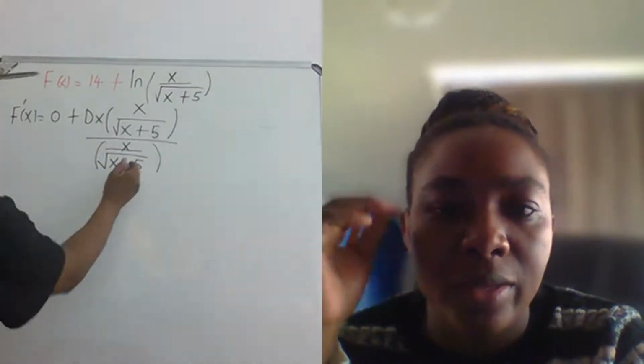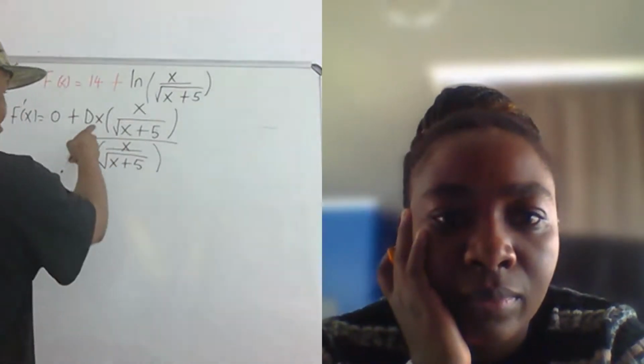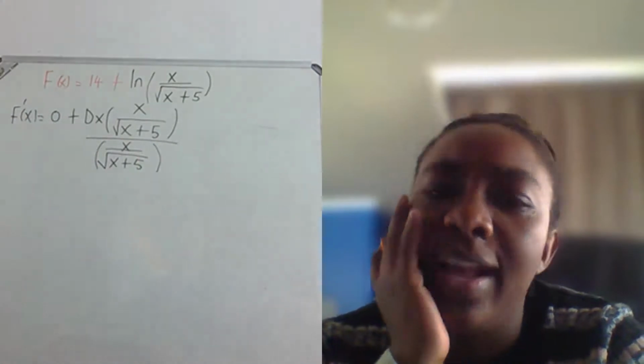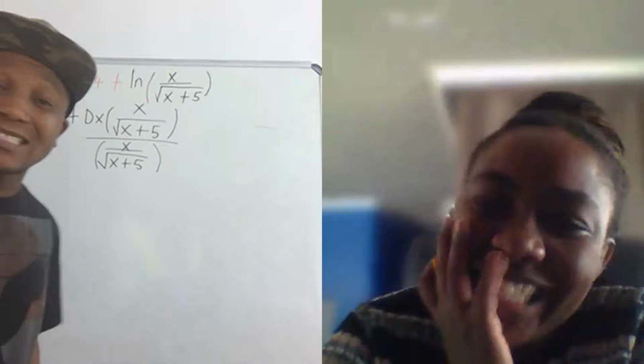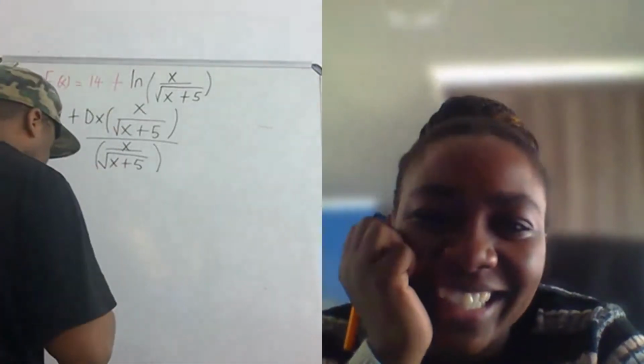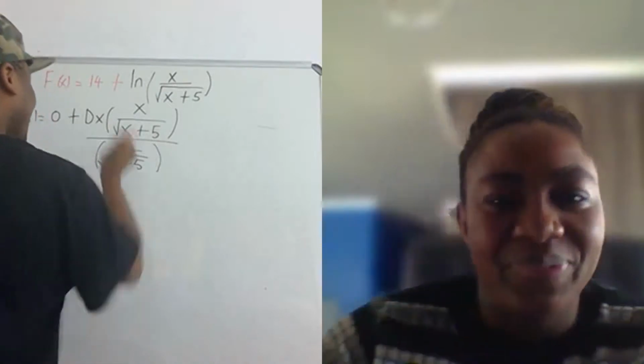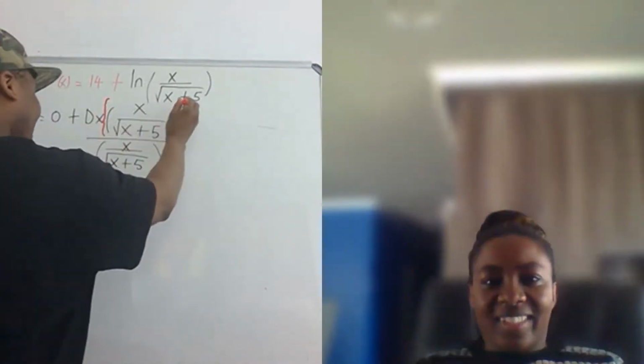So how if I cancel this? No, you cannot cancel this and this because you must differentiate the one with x. Wait, this one here you must differentiate. You cannot cancel. Okay? You can't cancel. You cannot run away from this.